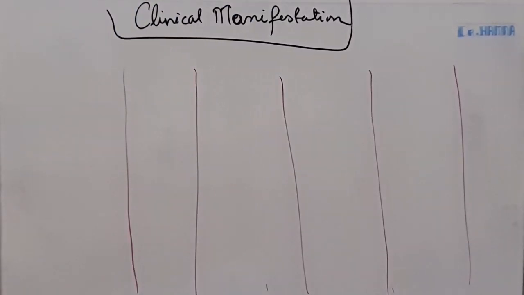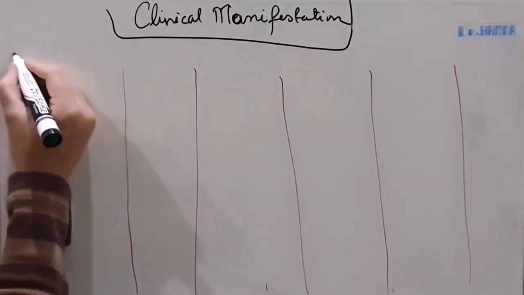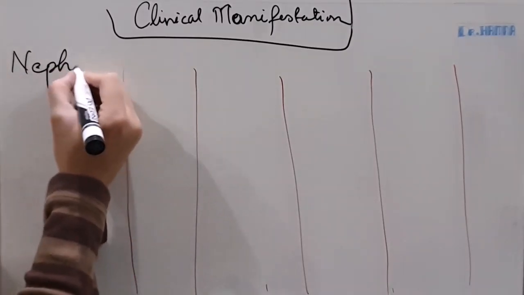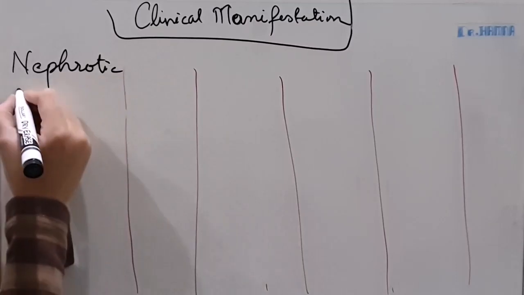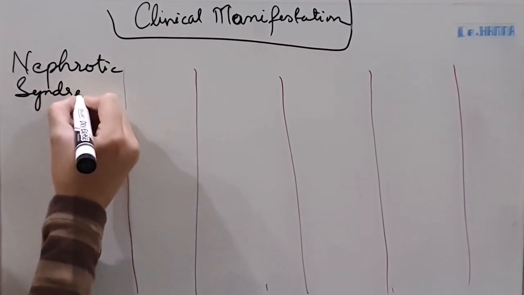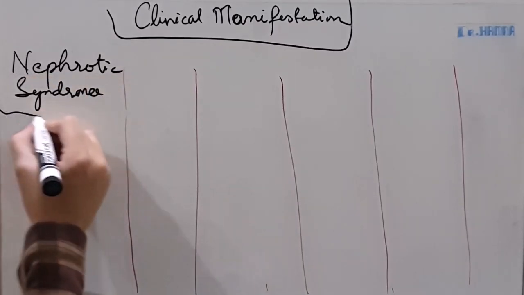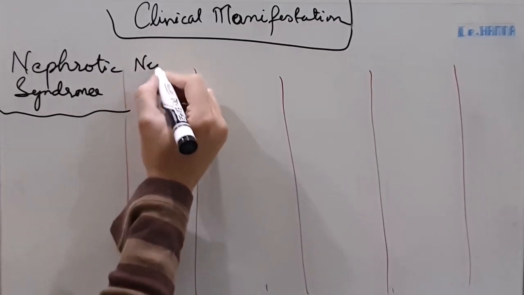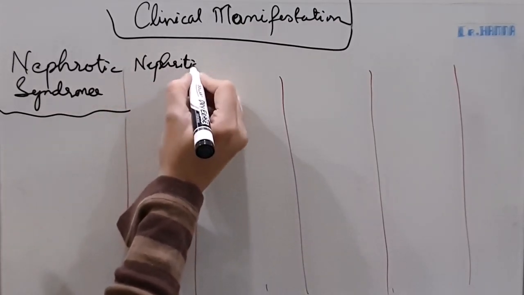So now first were the various mechanisms which led to the damaging effect on the glomeruli. Then the glomerulus responded in certain ways. Now the patient has to manifest in a certain way when the glomeruli are undergoing damage, and these changes are variable. One change is nephrotic syndrome, or let's say this is the clinical presentation. Then the second can be nephritic syndrome.